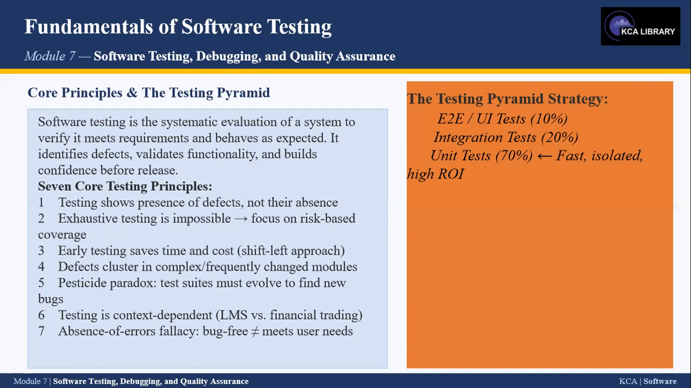The testing pyramid. Unit testing covers 70%: fast, isolated, and high ROI. Integration testing, 20%, verifies component interaction. And E2E or UI tests cover 10%, which is the full workflow validation. This pyramid keeps your test suite fast, reliable, and maintainable.